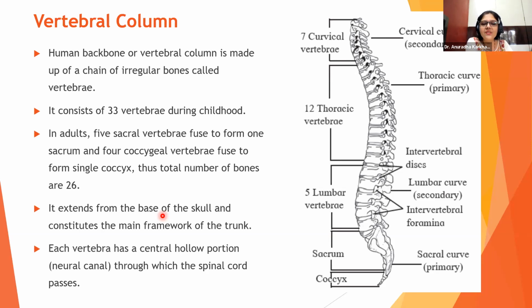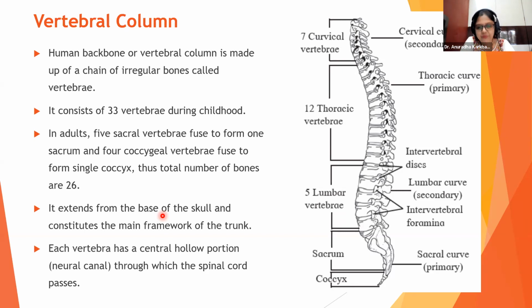So it extends from the base of the skull and constitutes the main framework of the trunk. Each vertebra has a central hollow portion, which is called the neural canal, through which the spinal cord passes. Of course, you know that the vertebral column is protective in function. So it protects the spinal cord. Right from the center, every vertebra has a center, an opening, and this opening, what do we call it? Neural canal. Through which the thread-like spinal cord is going to pass. Have you all followed this?